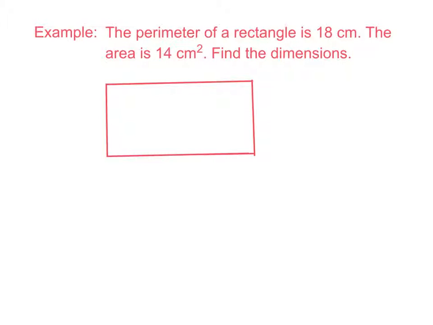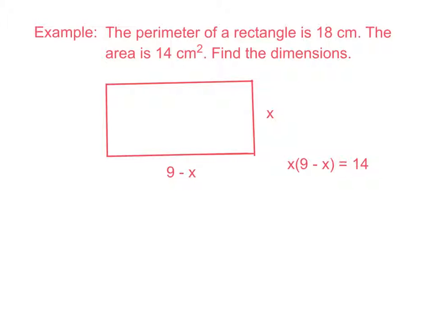Now, what do we know? We know the perimeter is 18 centimeters. Well, if the perimeter is 18 centimeters, that means half the perimeter is 9 centimeters. So if one side is x, the other side must be 9 minus x. All right? So if this is the length and width, then we can multiply these two together to get the area, which is 14 centimeters squared.